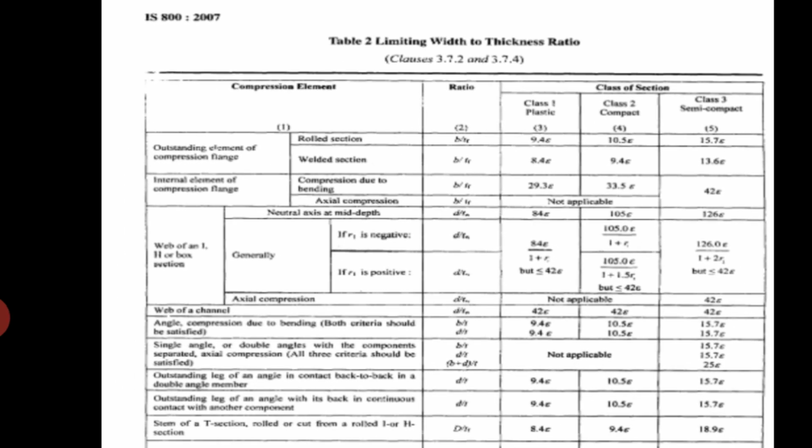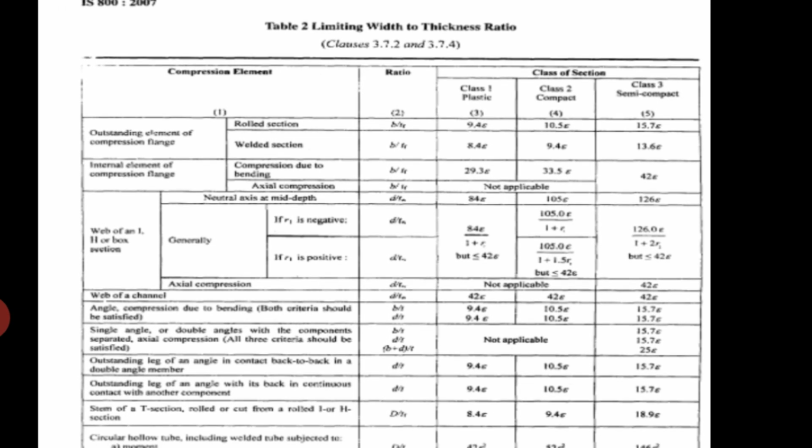You can refer to this table, and based on these limits you can say whether the section is a plastic section, compact section or slender section. You can make the classification based on the limiting width to thickness ratios. So please refer, I'm telling you again and again, please refer to IS 800 2007. Here the classification of sections is made. It is very, very important for the design of beams.